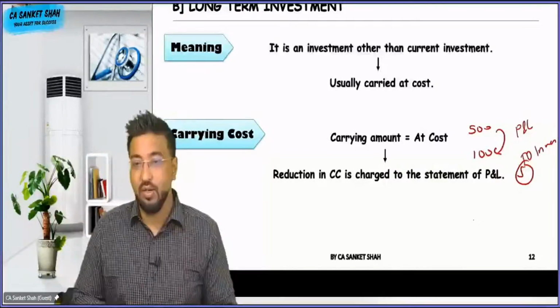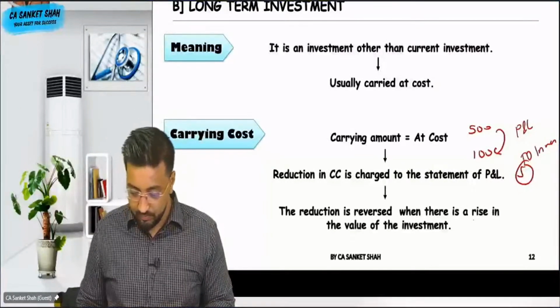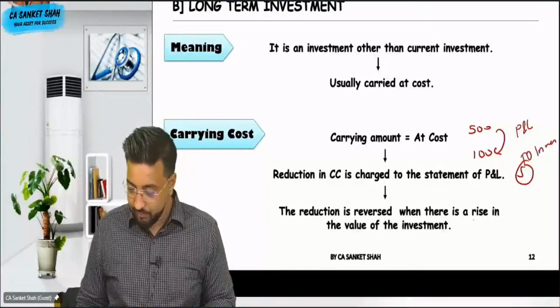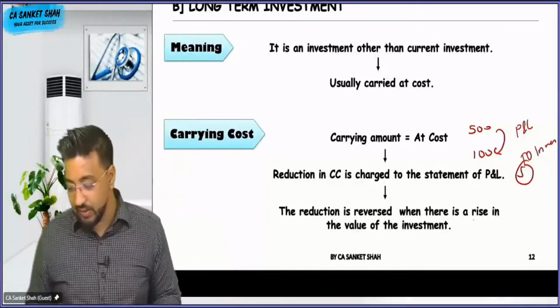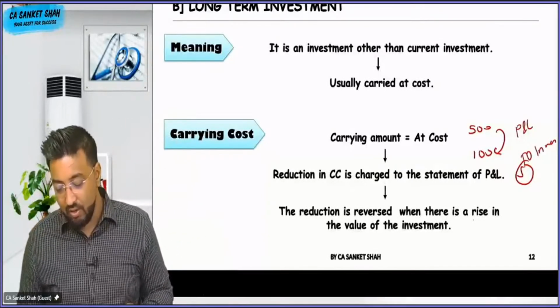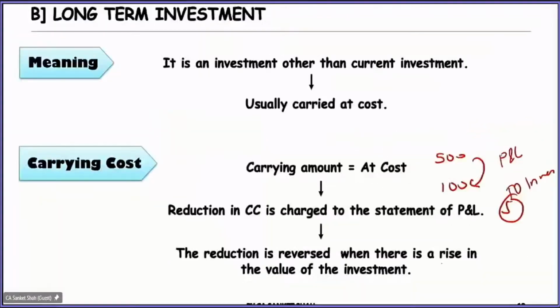Chalo. So carrying cost you understood. The reduction is reversed when there is a rise in the value of investment. So whenever, suppose, it touches 100 rupees and goes further, you will now increase your value, but it doesn't cross 500 rupees. Maximum. So this reduction is reversed when there is an upward market.